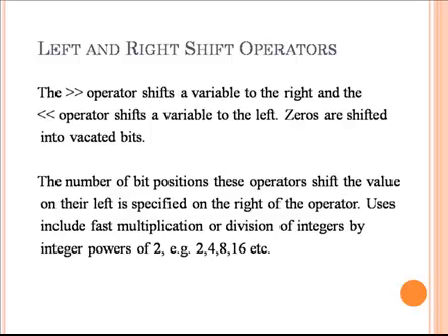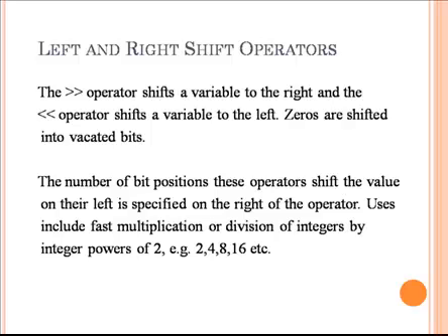Left shift operator is denoted with 2 less-than symbols. Right shift operator is denoted with 2 greater-than symbols. Left shift operator simply shifts the bits towards left in a specified number A. Similarly, the right shift operator shifts the bits towards right.